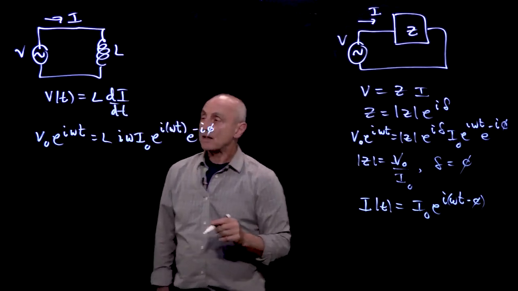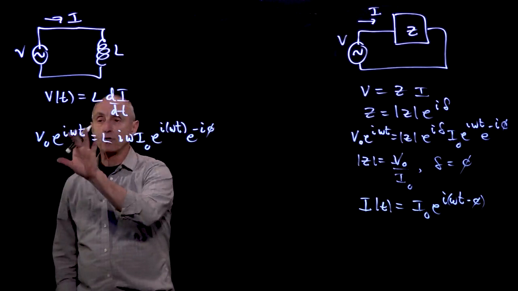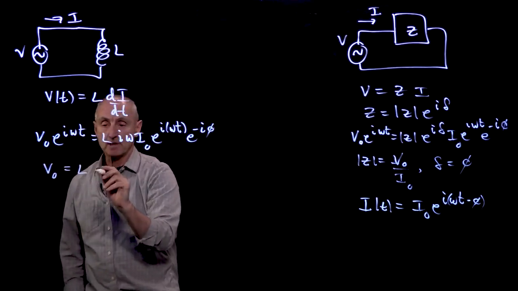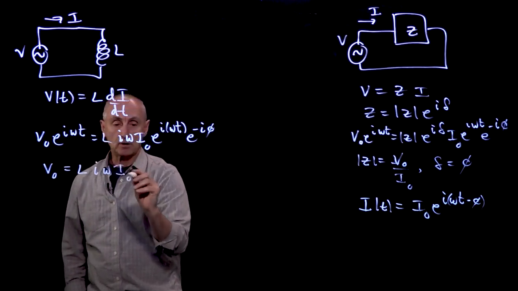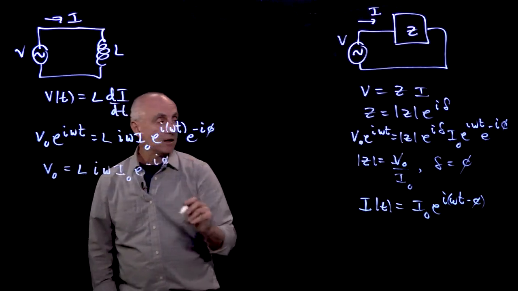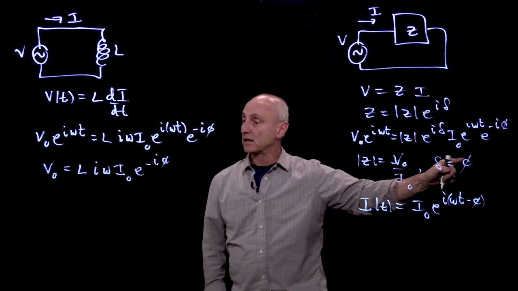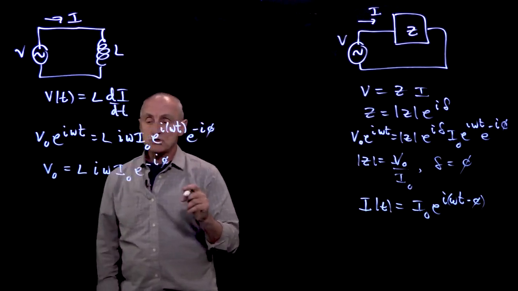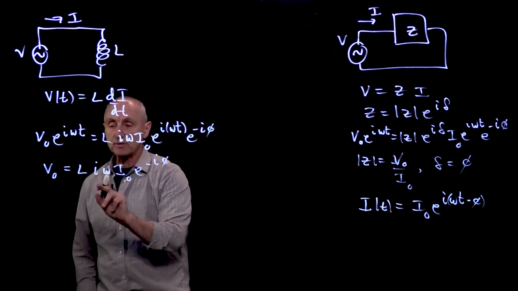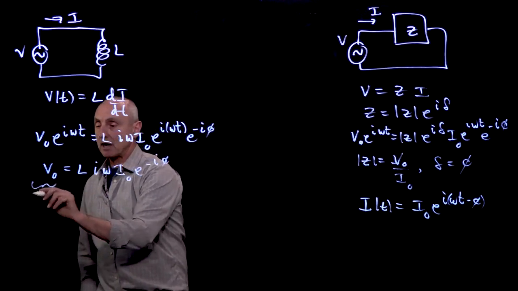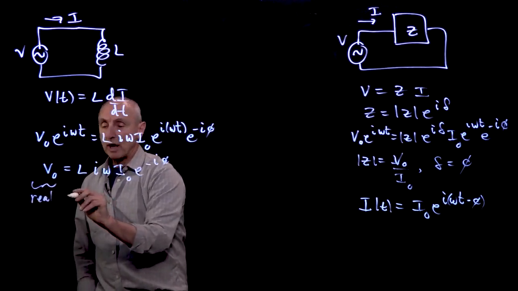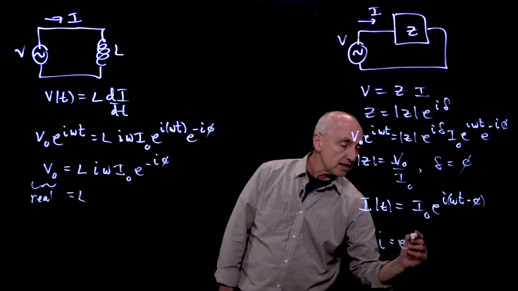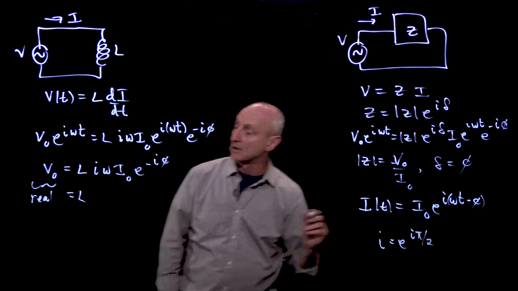Now, first off, as before, we divide out by e to the i omega t. And so we have i omega I naught e to the minus i phi. Our goal is to find what the delta is for the phases and the amplitude. So now, again, we're going to do a similar argument to what we did before. This side is real.